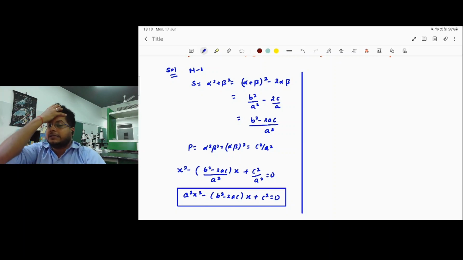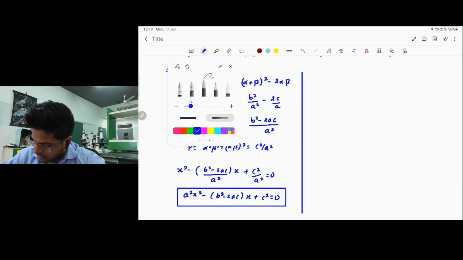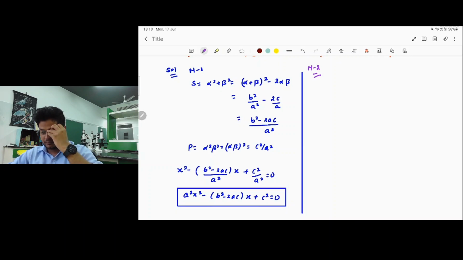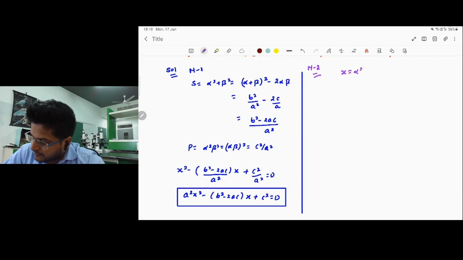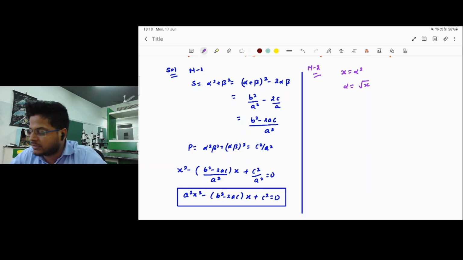Now there is another easier method to handle this same question. So listen very carefully. Method 2: you can assume that x equals alpha square. Then find alpha. So alpha we got how much? Root x. Now again people will come and say we should take plus minus and all those things. But I'm saying, as of now, just go with the plus part: alpha equals root x.